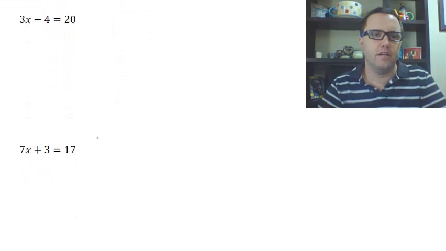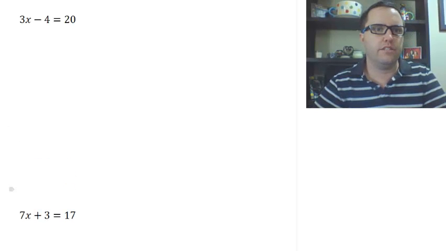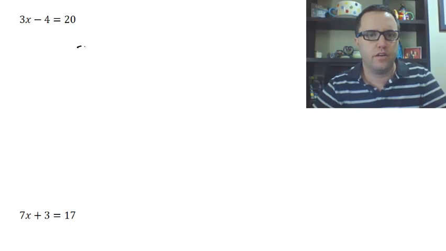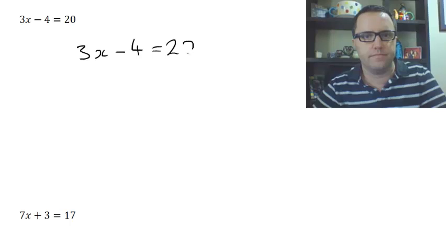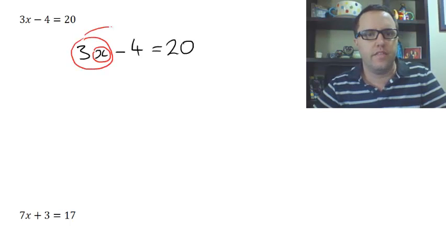Okay, so a little bit more difficult this time. So let's write our equation for ourselves. So 3x minus 4 equals 20. Okay, so let's onion this. So you're going to circle the x. The 3 is acting on it next. Then there is a subtract 4 over here.